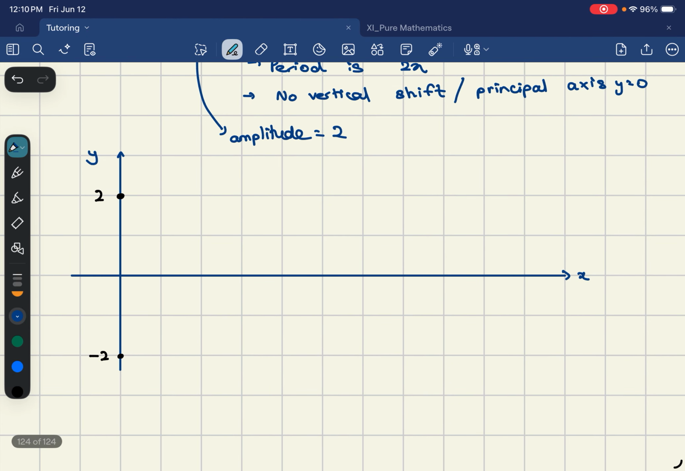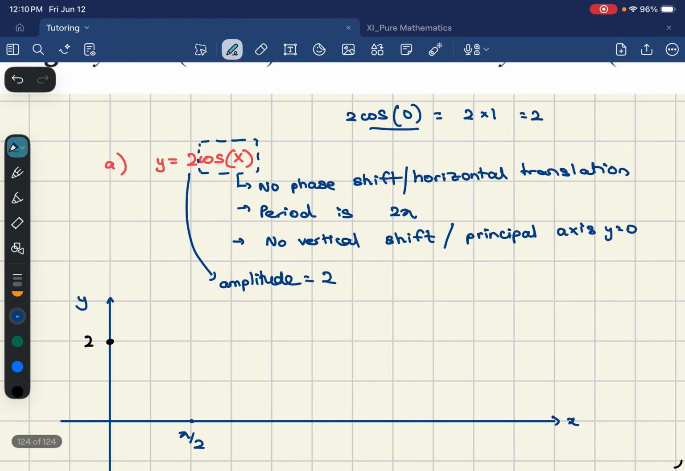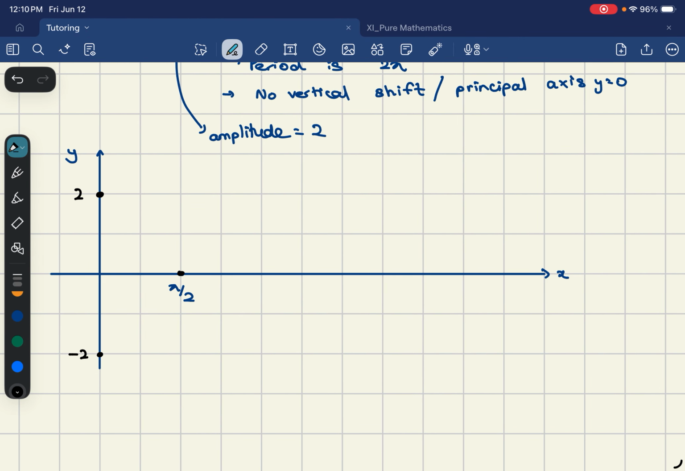You start at 2, and then when you go to pi by 2, plug in pi by 2 here, you're going to get 0. And when you go to pi, you're going to get -2. When you go to 3 pi by 2, you're going to get 0. And when you get to 2 pi, you're going to get 2 again. So it's your regular cosine curve. Remember, cosine pi by 2 is 0. Cosine pi is -1, and 2 times -1 gives you -2, right? And cosine 3 pi by 2 is 0 because it's an odd multiple of pi by 2, and cosine 2 pi is 1.